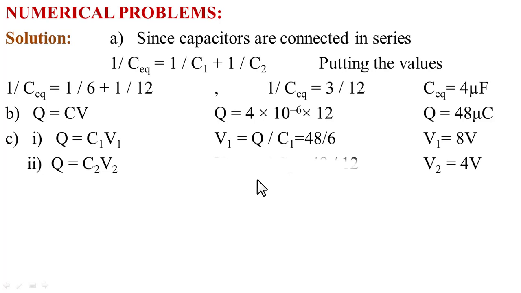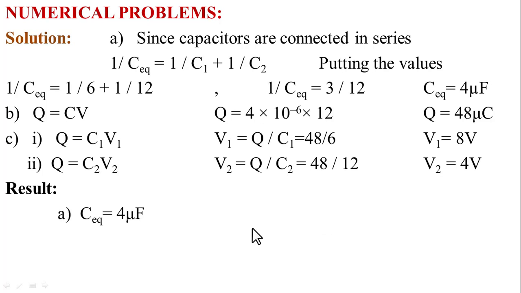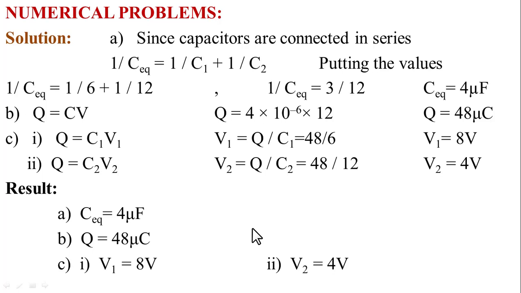Now similarly for V2 we use Q is equal to C2 V2. Here V2 is equal to Q upon C2. 48 divided by 12, 12 fours are 48, so V2 is equal to 4 volt. Result of this question: in the first part, the equivalent capacitance is 4 microfarad, in B part Q is equal to 48 microcoulomb, and in C part V1 is equal to 8 volt and V2 is equal to 4 volt.